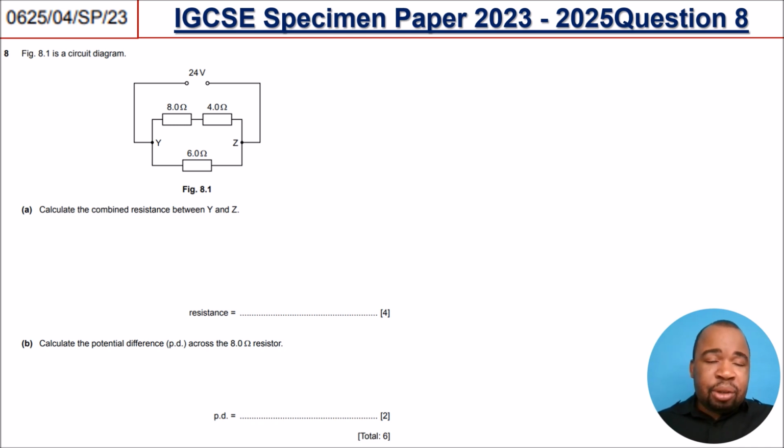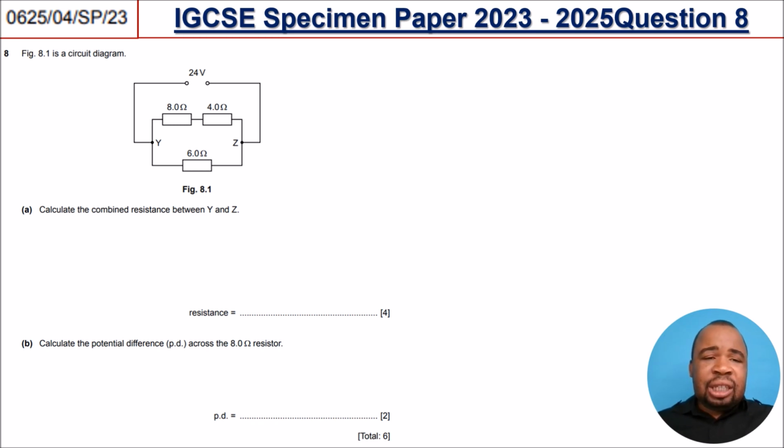And this is a composite circuit as we are looking at it. The 8 ohm resistor and the 4 ohm resistor are in series, but both of them are in parallel with the 6 ohm resistor at the base. So we are going to break down and calculate the combined resistance between Y and Z.